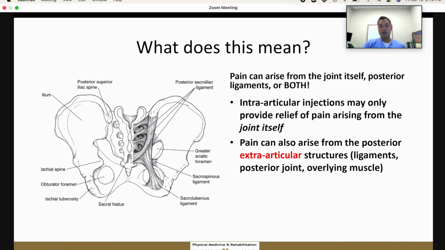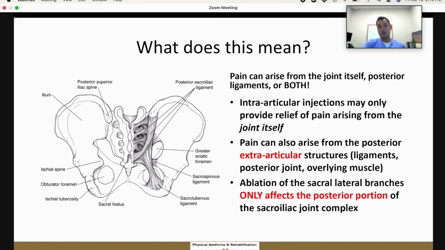On the other side, if you are only affecting the extraarticular ligaments with the sacrolateral branch block, you may be missing pain that's arising from the SI joint itself, because again, I mentioned there's dual innervation. So when you're deciding to ablate the nerves and you ever see someone do the ablation of the sacroiliac joint area, it's really only going to affect the posterior portion of this and not the intra-articular portion of the SI joint itself.